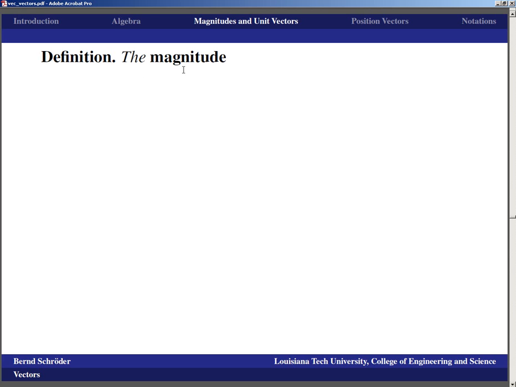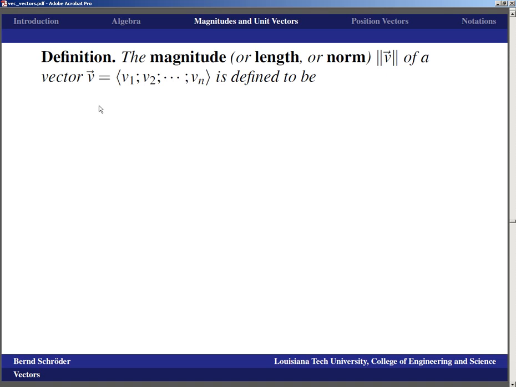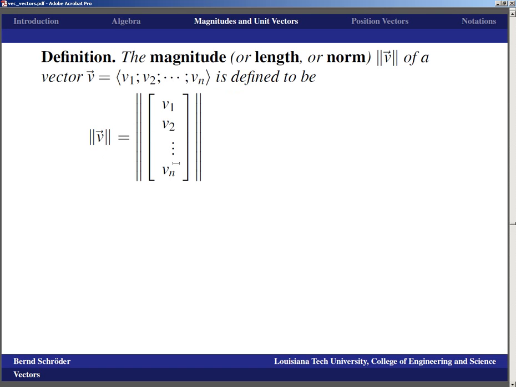So we're going to talk about the magnitude, or length, or norm, and it's called v norm. The norm of a vector v, where we've got the components v1 through vn, is defined to be the square root of the sum of the squares of the components, which is just the square root of v1 squared plus v2 squared plus and so on plus vn squared. Yeah, there should be a plus in there, but we're not going to worry about that right now.